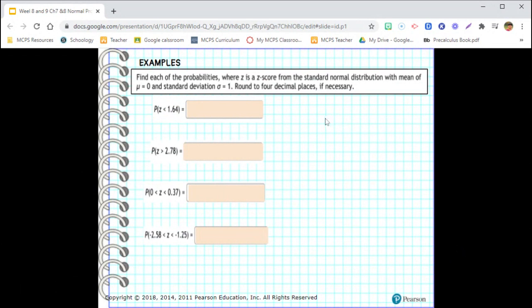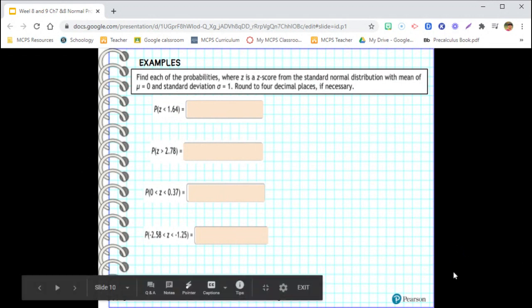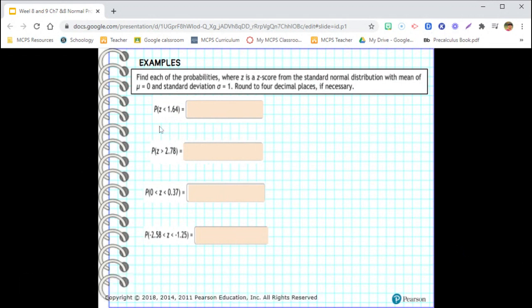All right. So let's see. You got the probability when your z-score is less than 1.64. Do you have a scientific calculator? So we can use the scientific calculator to find this when your z is less than 1.64. Pay attention to that symbol, less than. That means we're looking at the area to the left of that z-score.